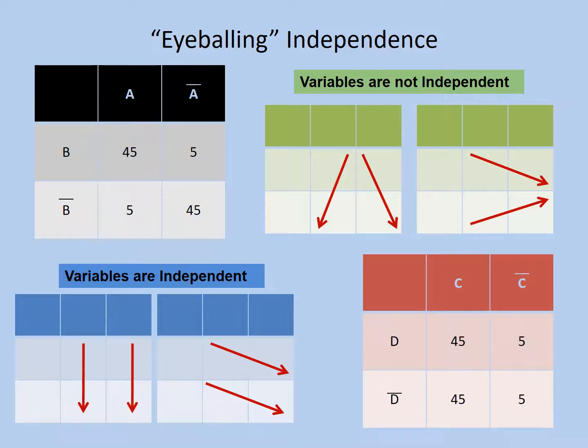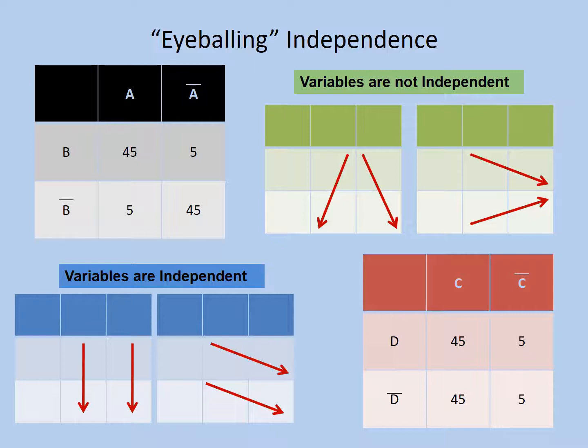Similarly, we can eyeball independence for the bottom right table by drawing vertical arrows to compare how the data in one row changes to the other row for each column of the table. Thus, in column A at the top, the cell frequency remains the same at 45 in each row, so we have drawn a straight vertical arrow to indicate no change.